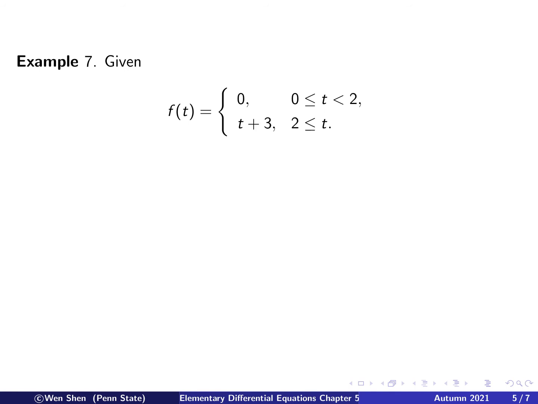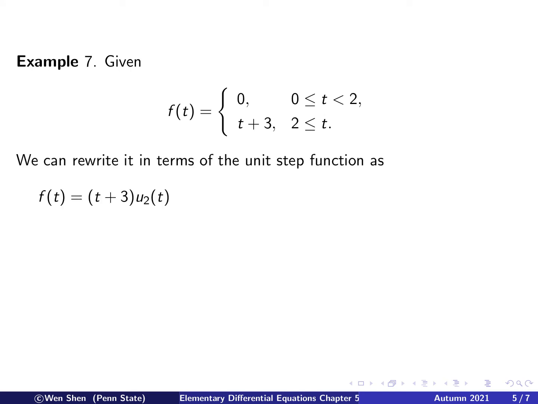Okay, let's look at our third example. It's the following. The function is 0 for t less than 2 and is t plus 3 for t bigger than 2. So this can be easily rewritten using the step function: t plus 3 times what picks up here, which is u2 of t. And then you know that this is some function shifted, and we need to figure out what the unshifted function was. So we will do some manipulation.